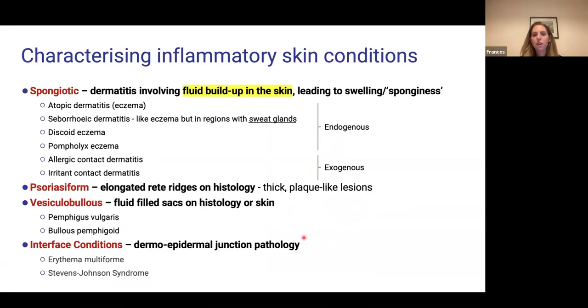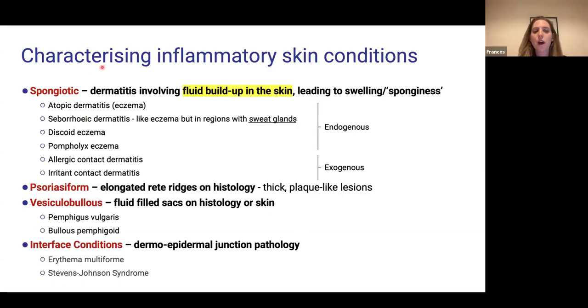Okay, so if we think of our inflammatory skin conditions, first of all, we can divide these into different categories. The first category are your spongiotic dermatitis, which is basically referring to dermatitis, i.e., inflammation of the dermis and epidermis, that is spongiotic in nature. What that means is there's fluid buildup in the skin. So you basically get swelling in that layer, and so your cells are just a bit further apart, and it literally looks like a sponge, hence the name.